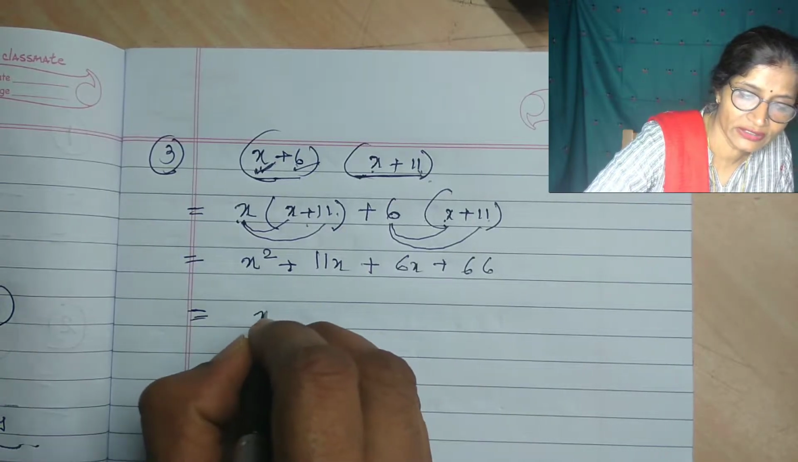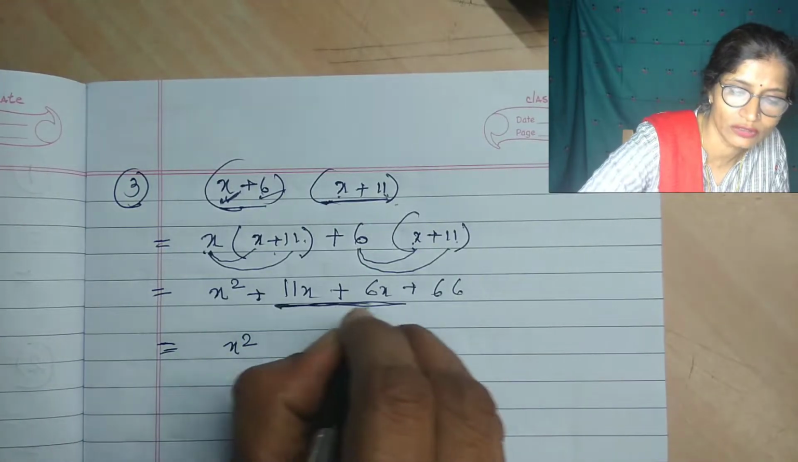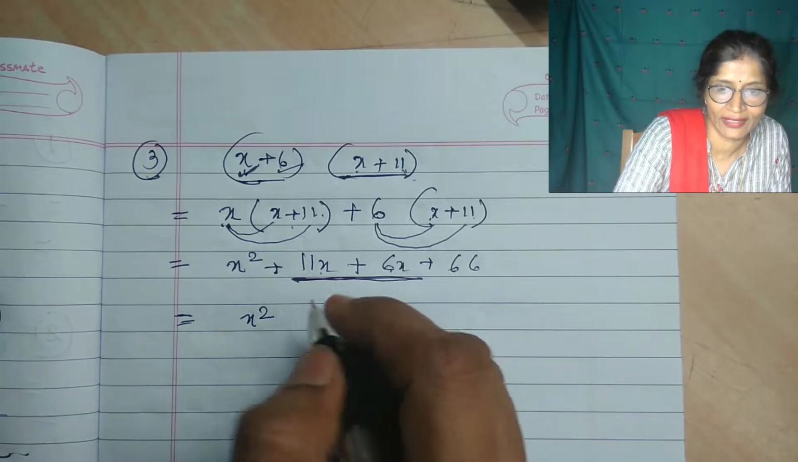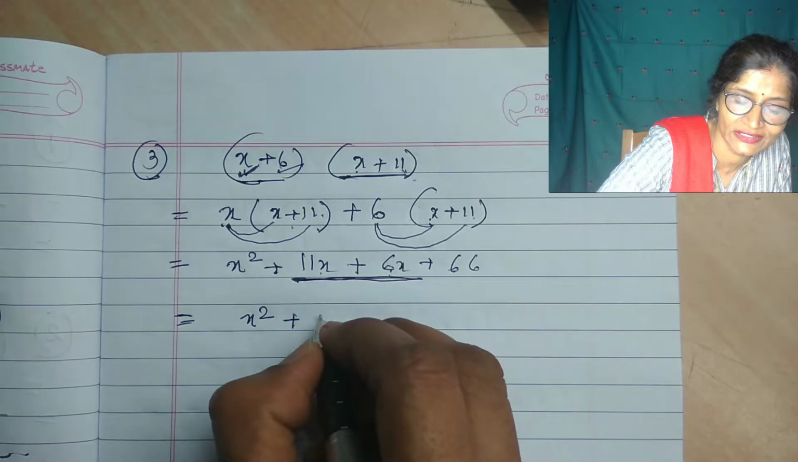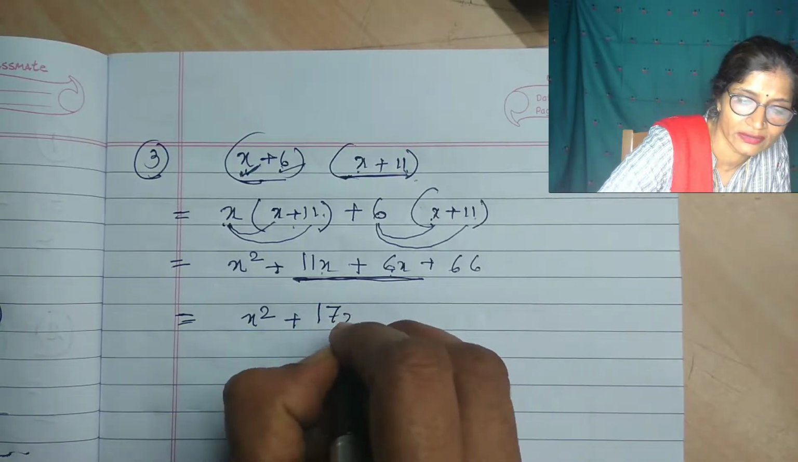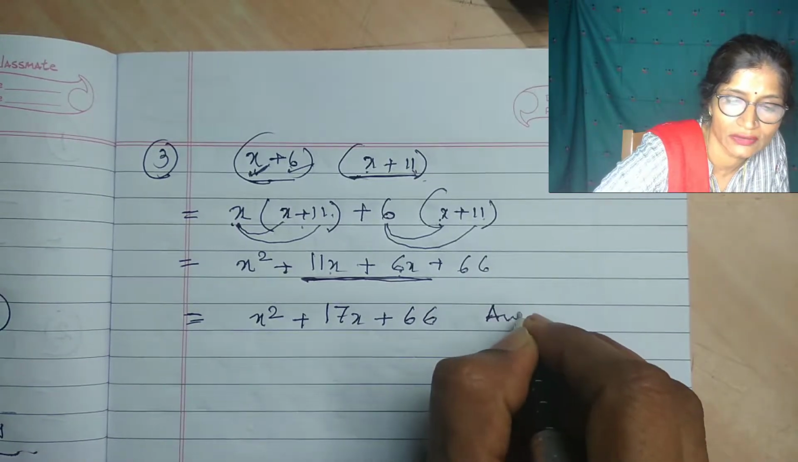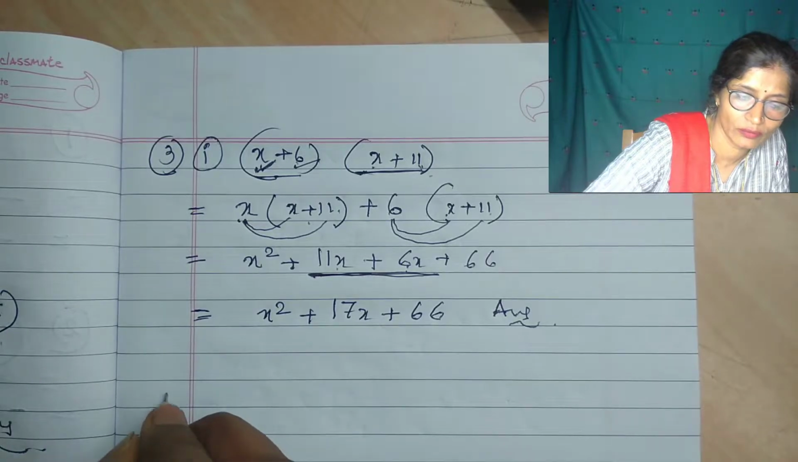Now it is x square. These are like terms. These two are like terms because both have the same literal coefficient x and x. So what I will do, I will add these together. So 11x and 6x is what? 17x plus 66. So this is the one sum I have done. Then I will do one more sum.